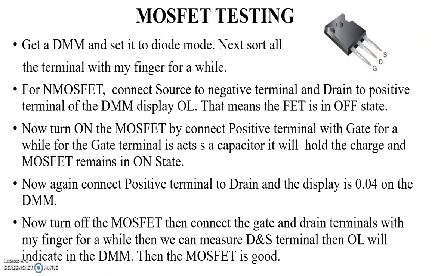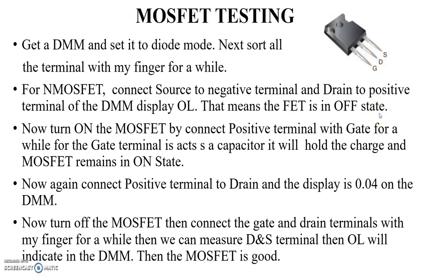Now turn on the MOSFET by connecting the positive terminal with the gate for a while. With respect to the source, the gate terminal acts as a capacitor. It will hold the charge and the MOSFET remains in on state. Now again connect the positive terminal to the drain and the display will be like this, 0.04 on the DMM.